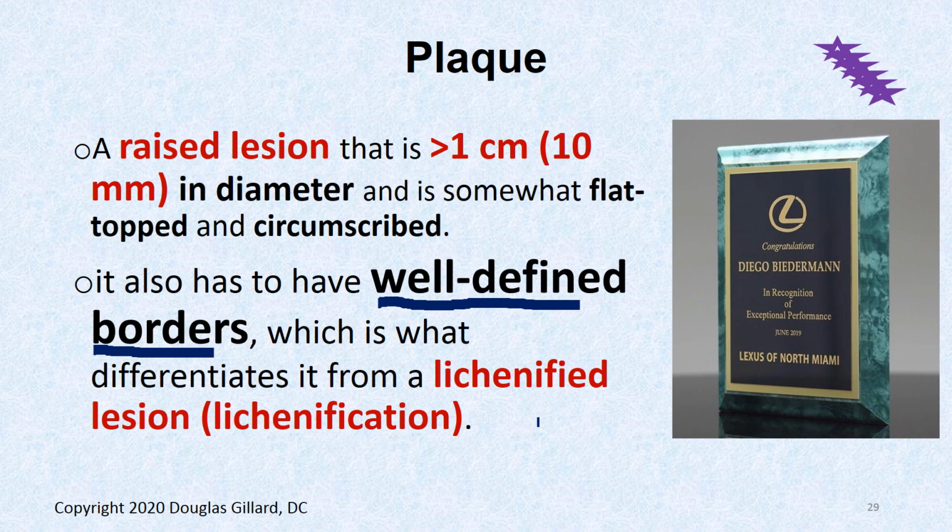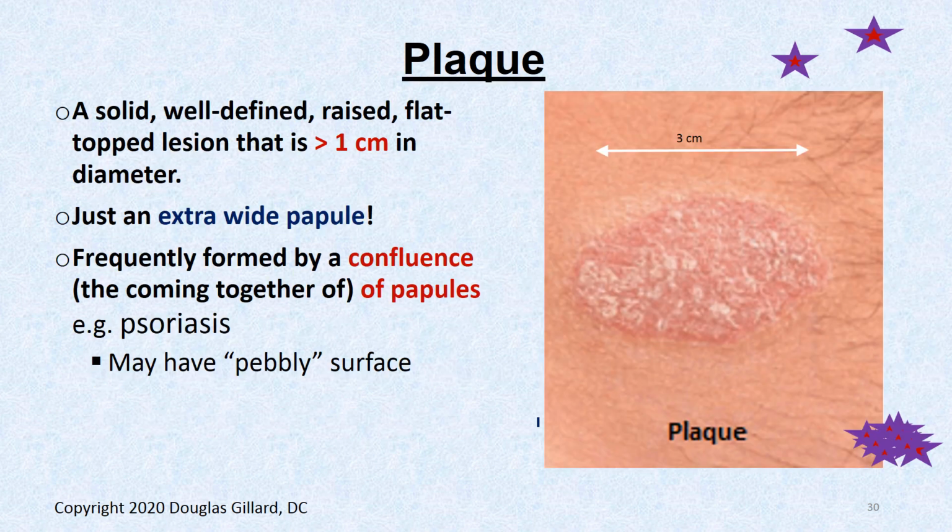Lichenification is not true like that. It's a raised lesion bigger than a centimeter, but you can't tell where it starts and where it stops very well. So this is an example of a plaque. It's about 3 centimeters, certainly bigger than 1 centimeter, and you can see the borders are quite sharp. You can see the skin stops and the lesion starts right here. So this is best described as a plaque.